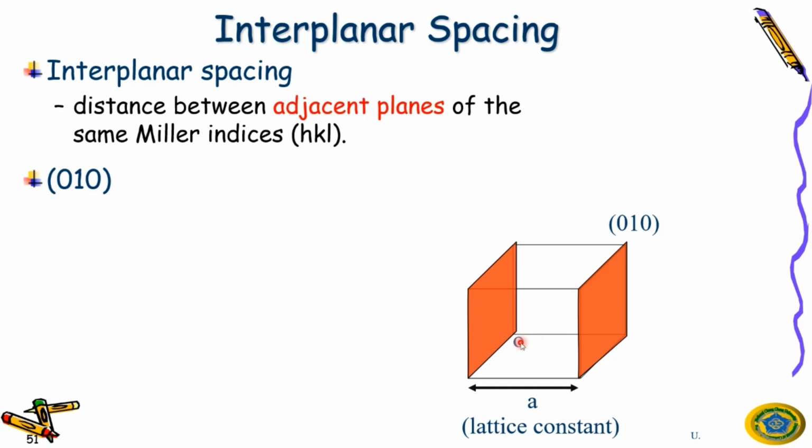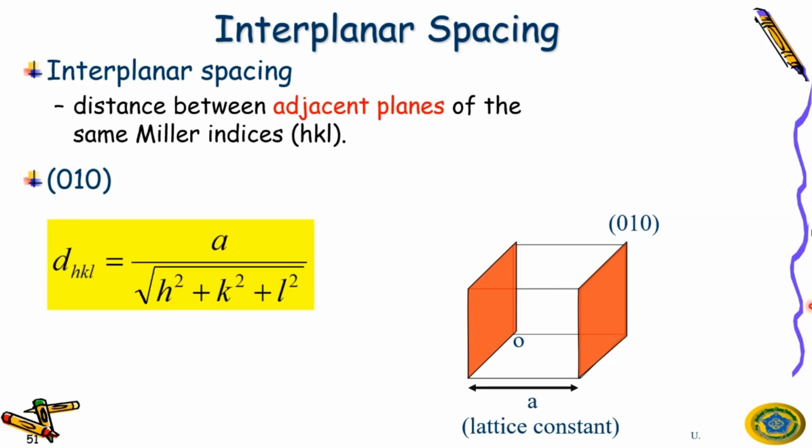You just move the origin from here to here. This also represents (010). It might be (0 -1 0), (0 1-bar 0), but they are the family, right? Members of the family, so we are talking about the same thing. So this is what we call interplanar spacing.